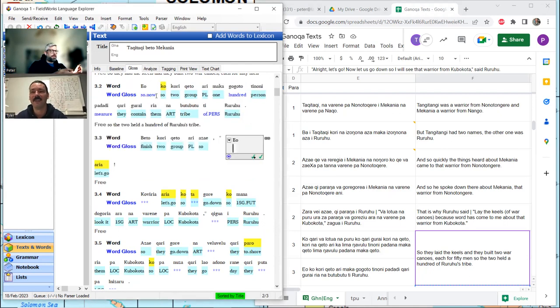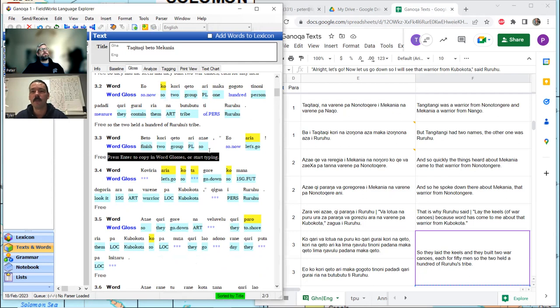I'll do it, but I really wanted to see if I could make it do it because it might now give us two options in the future. Finish, two group plural, so the two groups finished, whatever. I had already read it, but it's pretty clear.